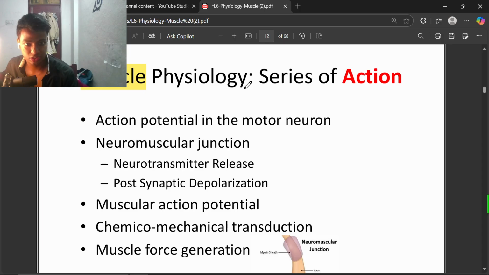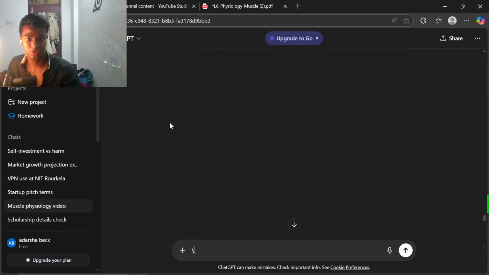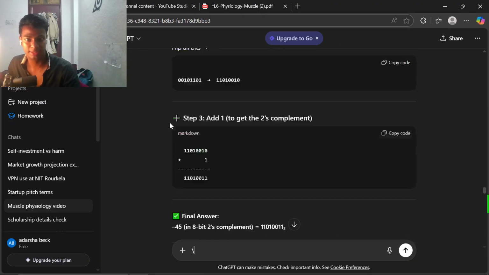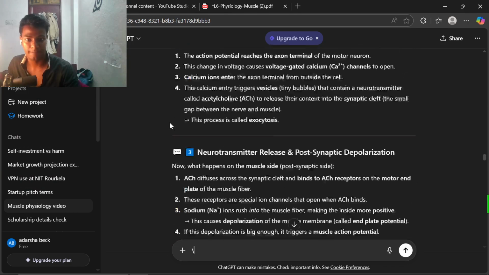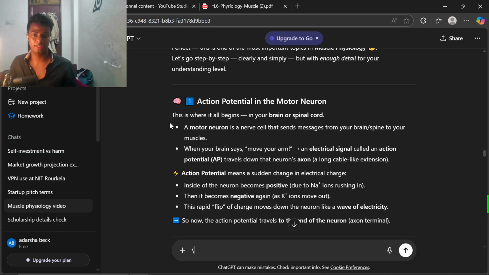The muscle physiology also, this is very important. This is really important. We'll get to know it in very much detail with ChatGPT this way. First of all, there is the action potential. We have to know what it is. First of all, there is the motor neuron, a nerve cell that sends the message from your brain to your muscle through the spinal cord.